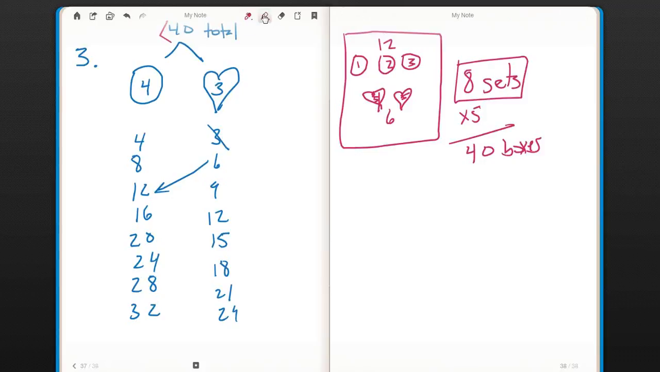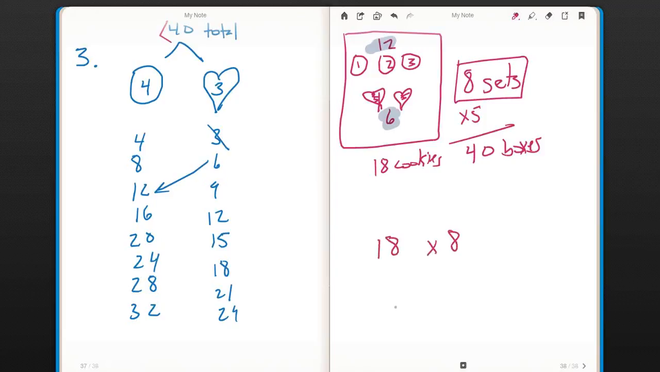All right, every set, I have 12 cookies in my round boxes. I have 6 cookies in my heart boxes. Every set, I have 18 cookies. If I have 18 cookies and 8 sets, that is 80 and 64, or 144 cookies.